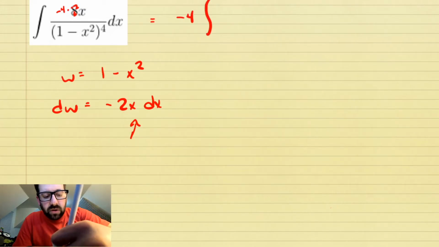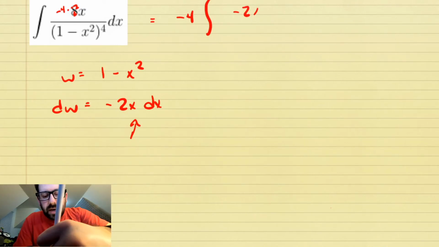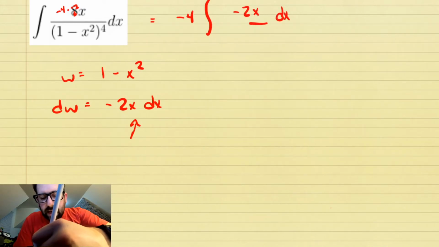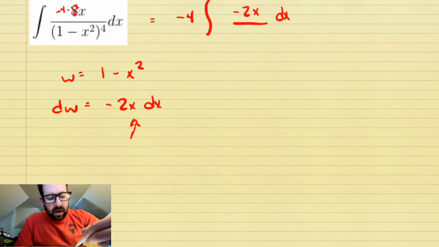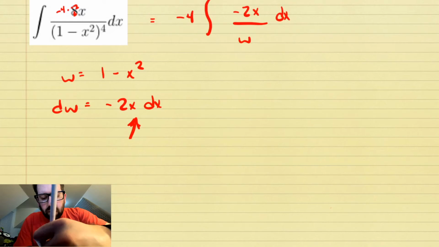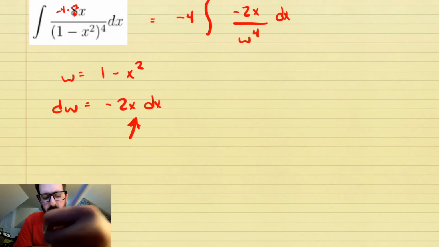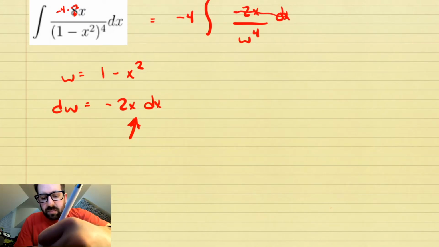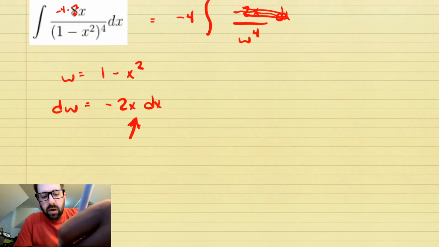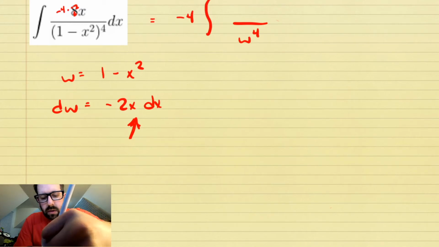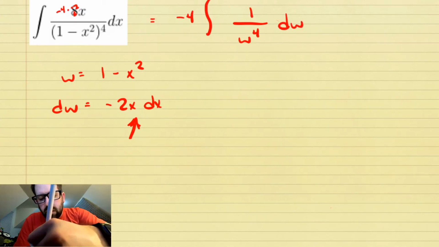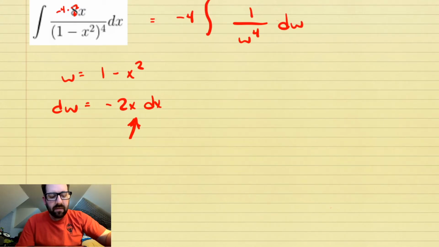So the negative 4 is a constant. It can go out front. The negative 2x dx part is accounted for here with my little arrow. And then the w is going on the bottom to the 4th power. And this part here is going to be my dw. I'm going to put it in the back. Let me get rid of this. So this is what it's going to look like. The dw is back there. That's the negative 2x dx part, because I want it all to be one variable.